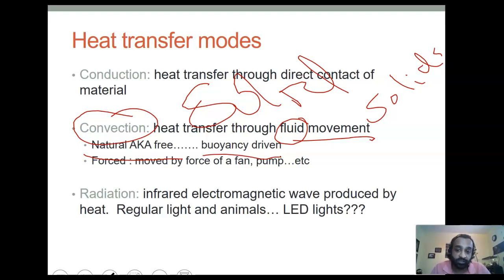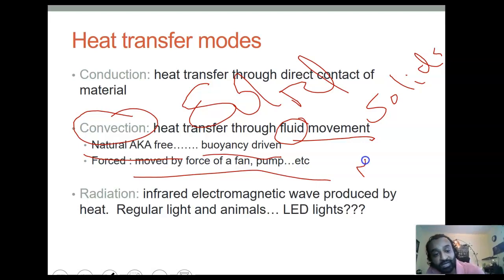What is forced convection then? That's when you use mechanical means to move the air. You want to make it faster, so you are transporting heat using convection, using a fan, a pump, whatever you have. That is forced. It has mechanical means.